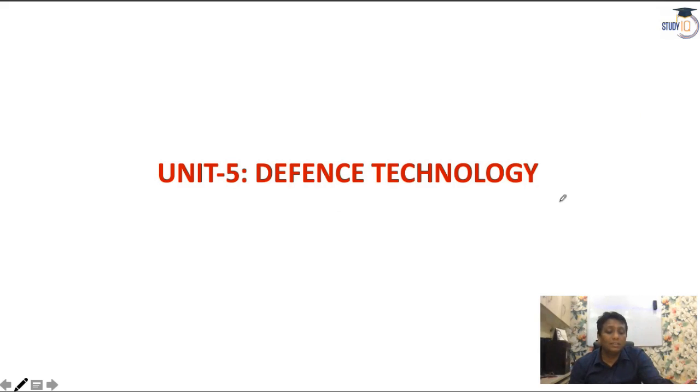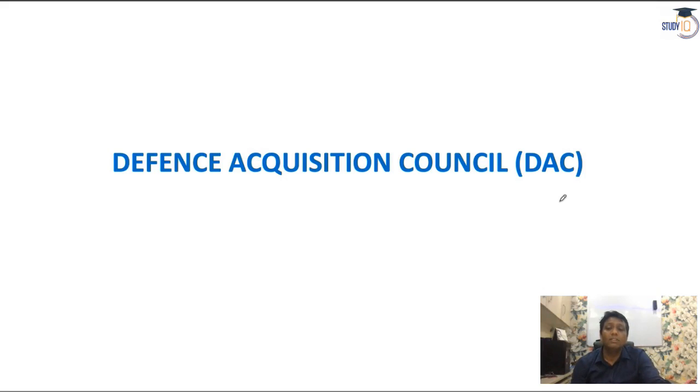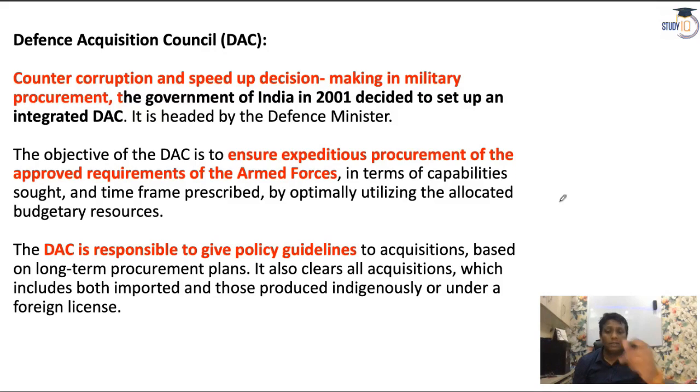Now we'll go into defense technology. What about the defense based current affairs in the month of September? Firstly, here we'll go into the Defense Acquisition Council. It is very important guys. Defense related issues, defense related demands and requirements will be speedily fulfilled. This is the reason the Defense Acquisition Council is also a very good question for your paper, as it counters corruption and speeds up decisions. As I told you, in military procurement, the Government of India in 2001 decided to set up an integrated Defense Acquisition Council.